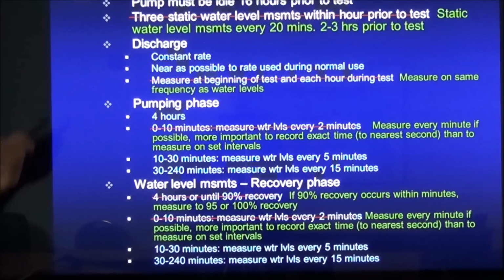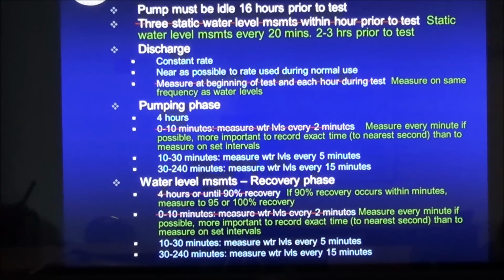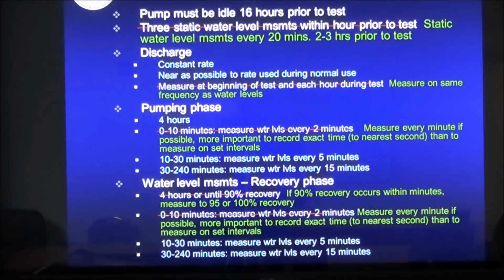So the next part, we try to measure static water levels every 20 minutes, 2 to 3 hours prior to the test. You want to make sure or look at what's going on in the aquifer prior to the test. So are water levels actually static, or are they changing in the aquifer before the test? You need to know if there's any outside influences that are going to be occurring during your test.